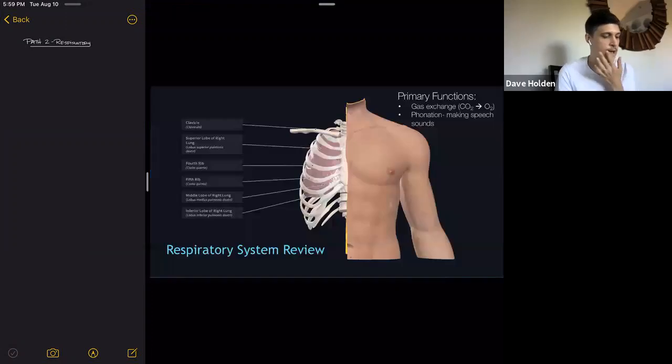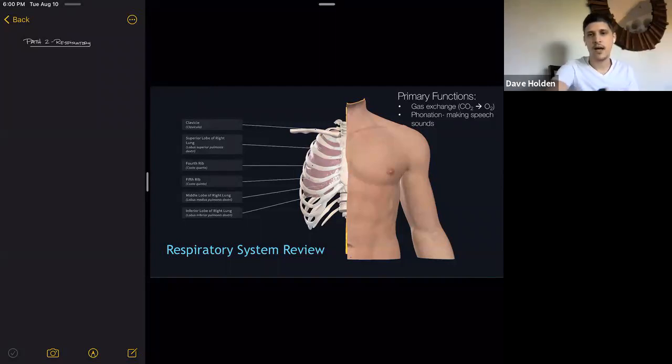So I like to start out with a little review of the respiratory system and the major parts of the respiratory system, major functions. And when we think of the respiratory system, number one function is always going to be gas exchange. It is exchanging the old carbon dioxide for fresh, shiny new oxygen, but it also functions in phonation, which is making speech sounds, because you can't really talk without lungs. You know, funny how that works out.